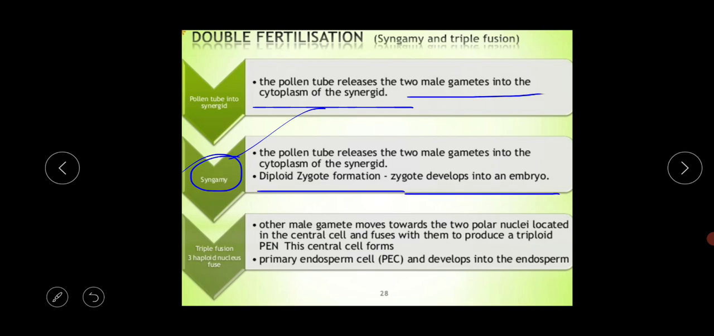This is the second stage, and the next stage is the triple fusion. The other male gamete moves towards the two polar nuclei located in the central cell and fuses with them to produce a diploid PEN. This central cell forms the primary endosperm cell, and it develops into the endosperm. This endosperm is the layer that surrounds the embryo or the zygote. The endosperm provides protection and nutrition to the embryo.